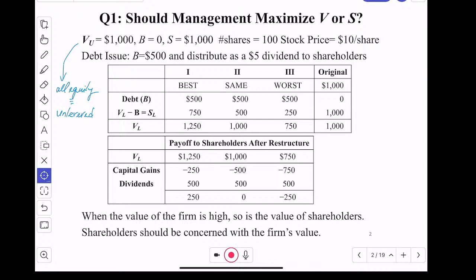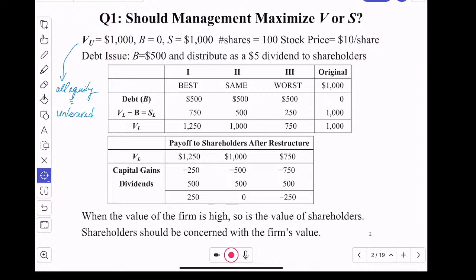So then that leaves the 250 to shareholder equity. Let's put it together with the dividends. This is a capital loss of $750. The dividends are not enough to offset the loss, so there is a loss to shareholders. So when the shareholders lose, the value of the firm goes down.